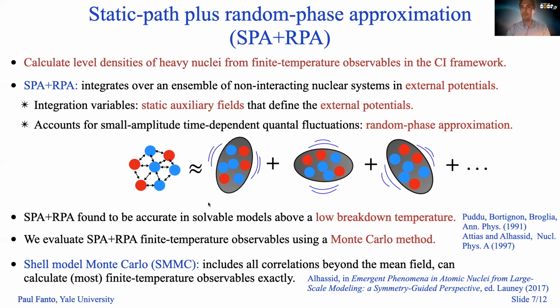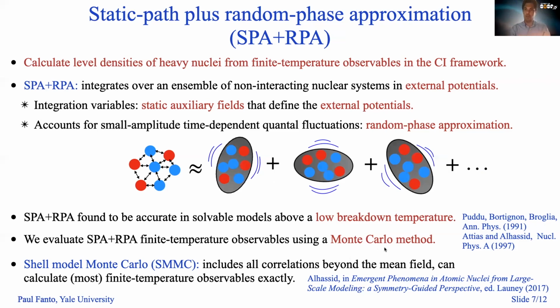The SPA+RPA was developed in the 1990s and found to be very accurate in solvable models above a low breakdown temperature at which the method fails. The advantage of this method is that the calculation at each integration point can be done in reasonable computational time. The challenge is to evaluate the integral over all the static auxiliary fields. And we overcome this challenge using a Monte Carlo method, as I'll describe in more detail on the next slide.